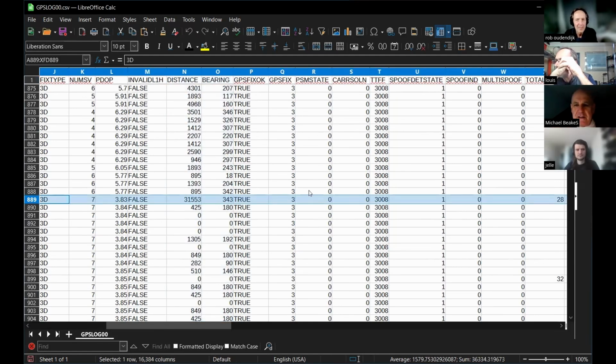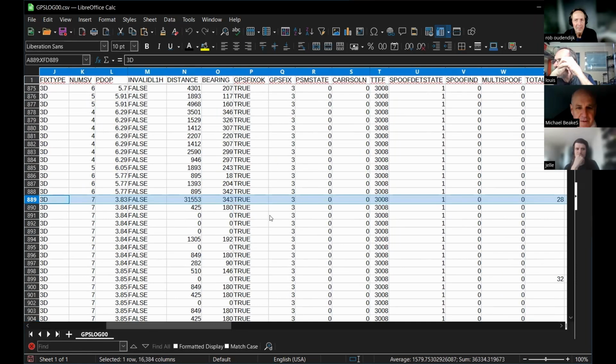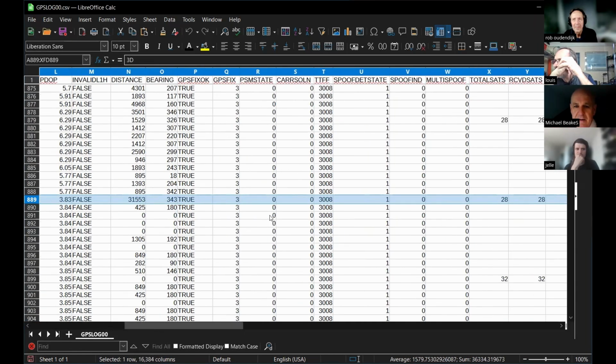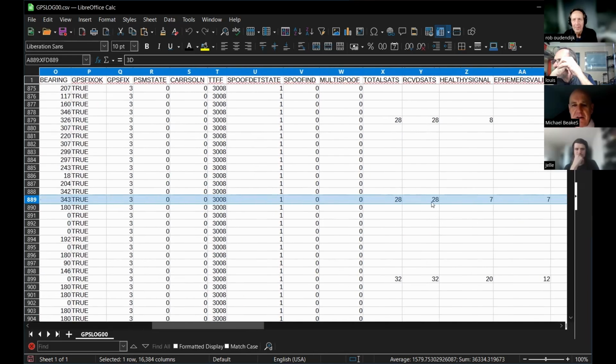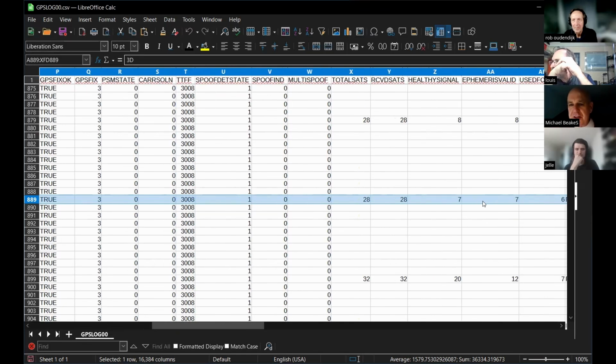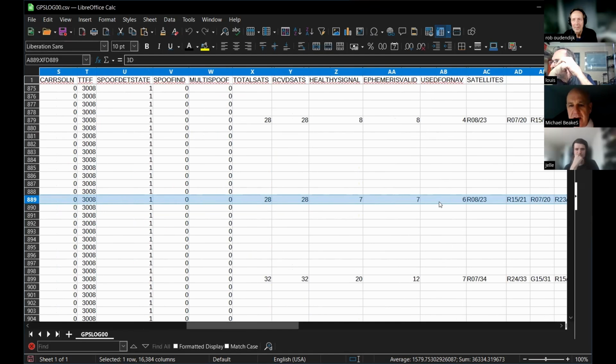The beauty of this is that now you can go over and say, well, what's going on? Look at column Q. It says I have a 3D fix, right? It says the spoof didn't trigger on it. And then you go into satellites. It says, all right, you have 28 satellites. Don't look at that number. What you really need to look at is that you have seven with healthy signal, seven with ephemeris valid, and six are used for navigation.